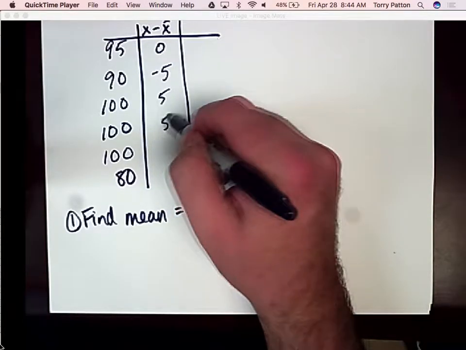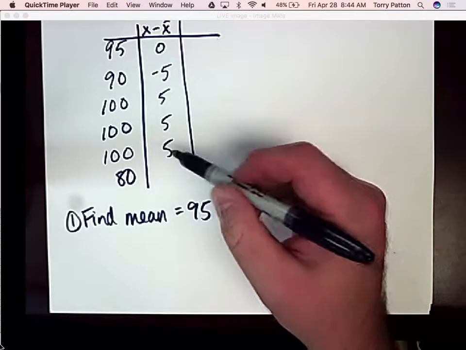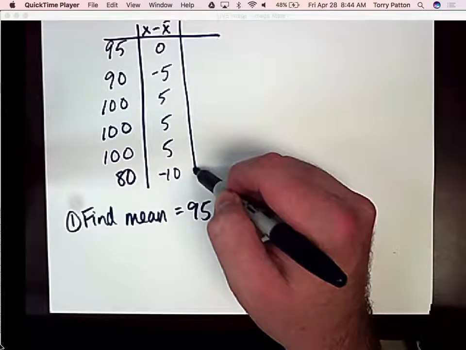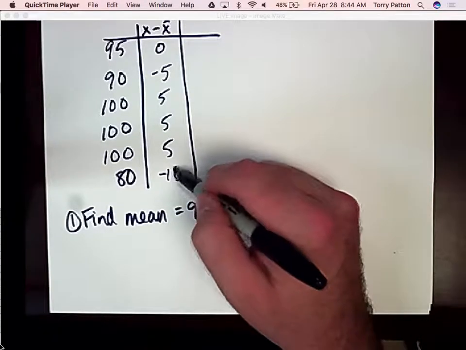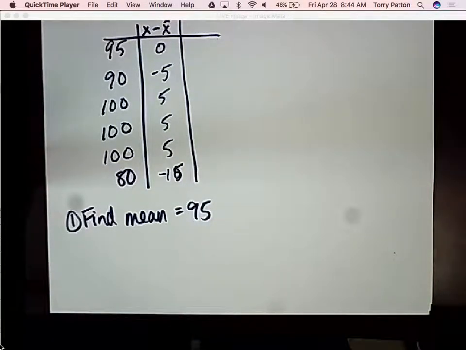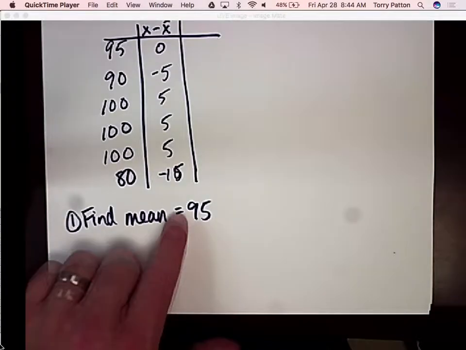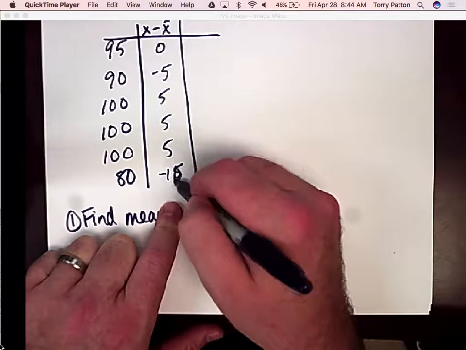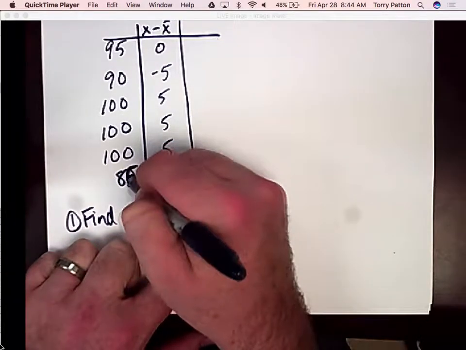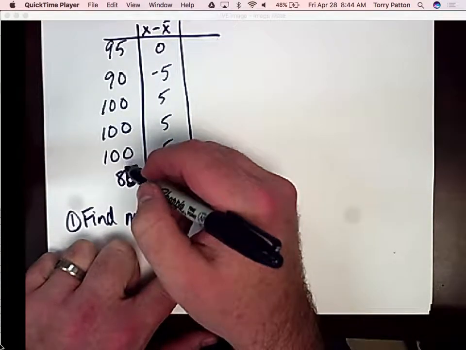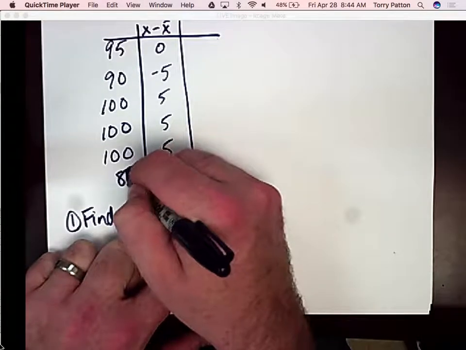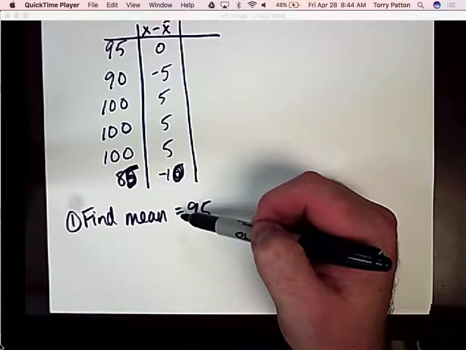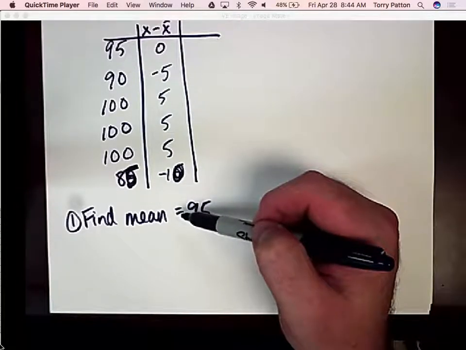100, 5. Negative 10. 15, sorry. Wait, did I have it right? This was 85. Sorry, I had it right the first time and then I changed it. Because these numbers need to all cancel if you add them up.